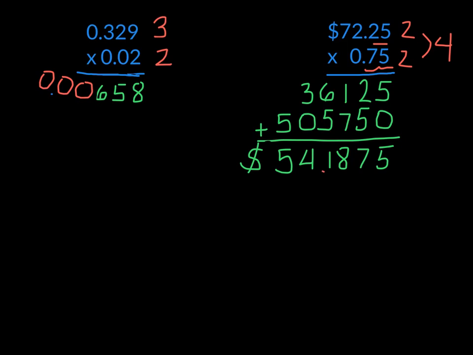So my answer is $54 and then 1.875 cents. Now, if we're using money, it never looks like that. So we're going to round to the nearest cent, which would be $54.19, because we would want it here in the hundredths place where we usually see our money ending.